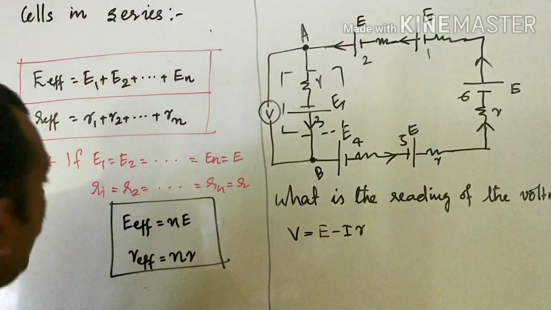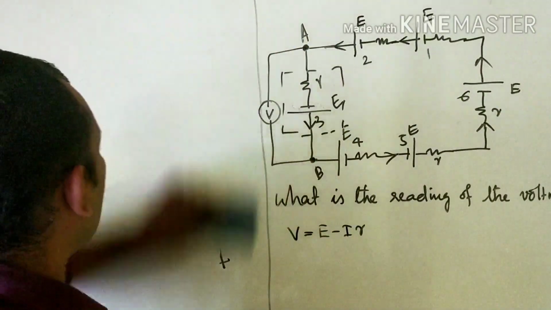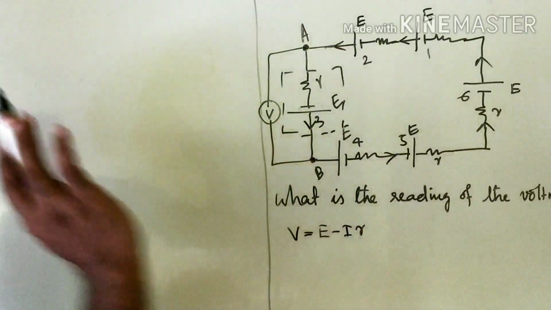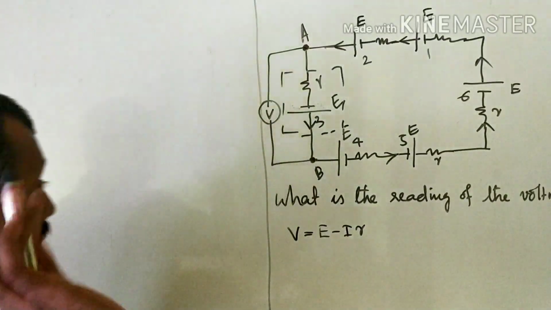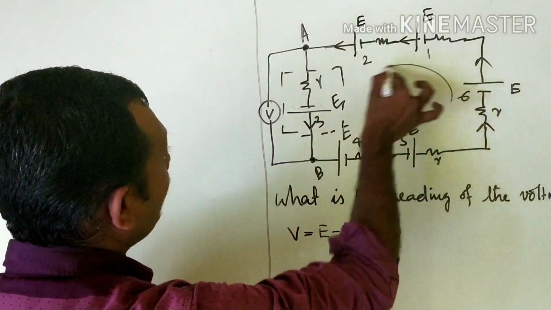Now my requirement is to calculate the value of I. Once I get the value of I, the problem will be over very soon. Now see, this is a very important question, a very tricky question. Let me take a cyclic operation.